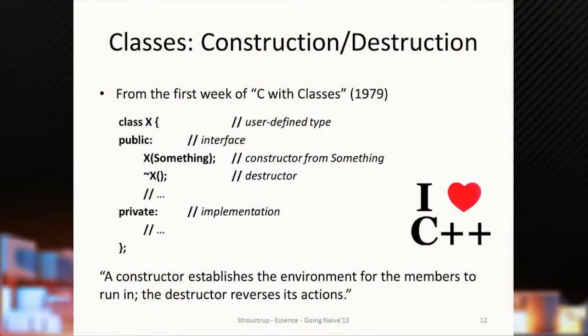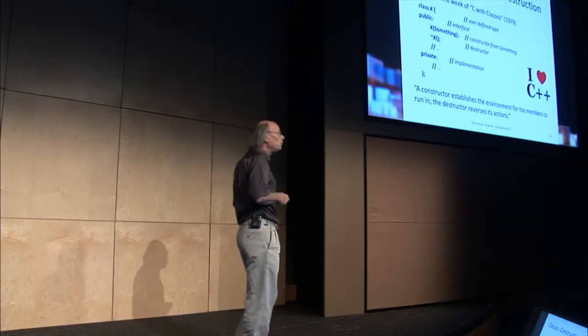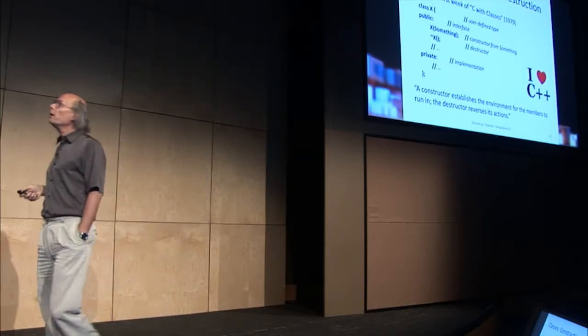Then, to get away from this very concrete low-level view, we have classes. And the most important part of classes, I think, actually is constructors and destructors. We define ourselves a new type, and we initialize it with some value. That's called a construction. And when we are finished, we clean up the mess. So if this is a resource handle, this will acquire resources, and this one will release them. Here's a quote from about 2 weeks into the design of C with Classes a long time ago: a constructor establishes the environment for the members to run in. The destructor reverses its actions. Slightly paraphrased, because I hadn't invented the words constructor and destructor yet. But that's where a lot of C++ comes from, right there.